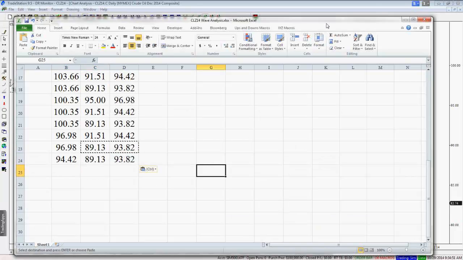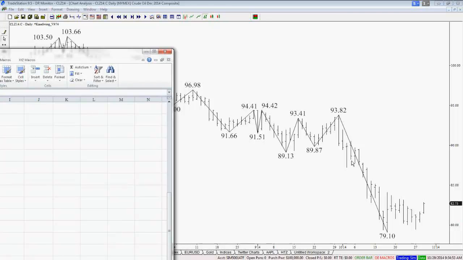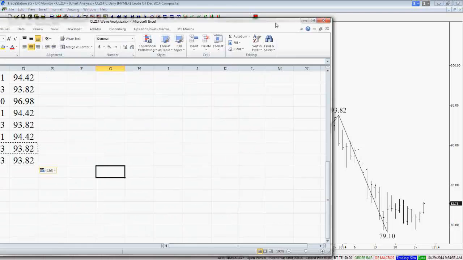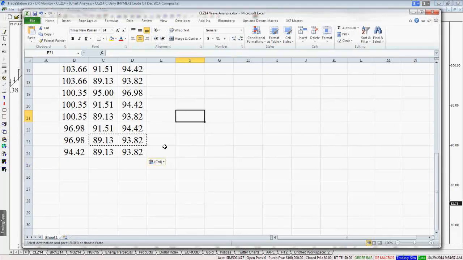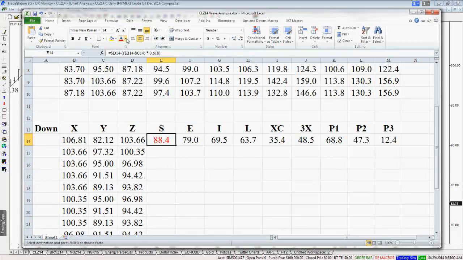Okay. Now I haven't gone through the small waves down from 93.82. You can, but I'm not going to right now, just for time reasons. Now, one of the things that we can see is I've already done the calculations here. I reversed my formula, but again, if you just do the y minus z, you can take z plus y minus z, and it'll always work out just fine because the y minus z will be negative for a down move or a down wave.